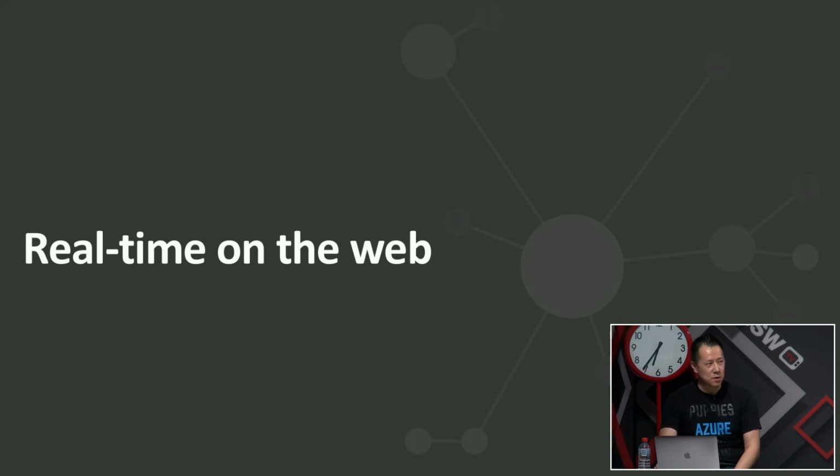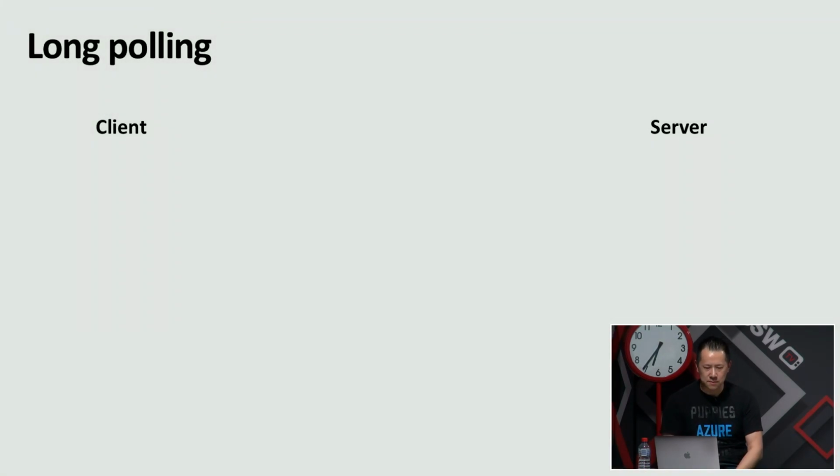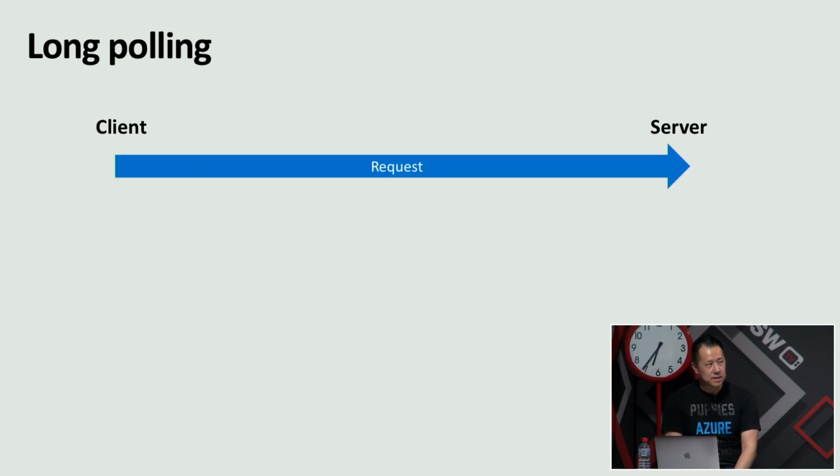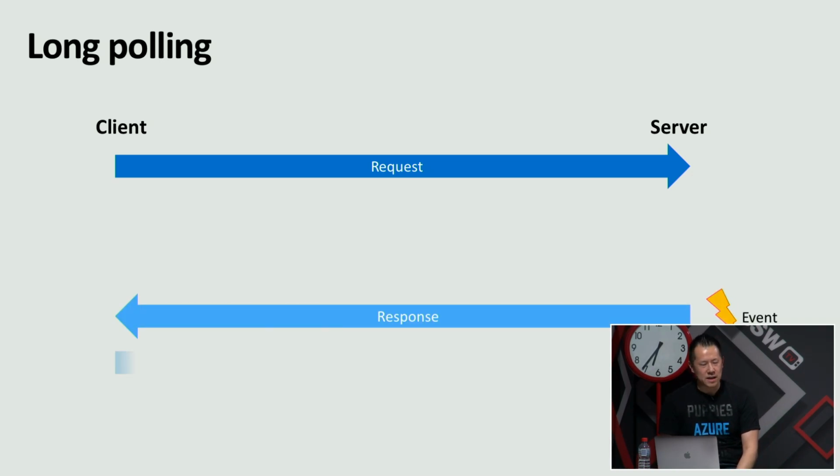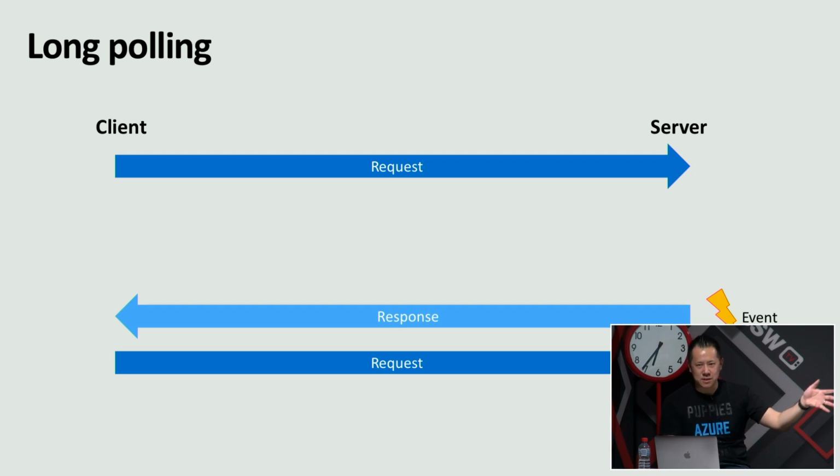So real time on the web, there's really 3 ways to do it. There's actually a few more, but these are the 3 we care about. The first one is long polling. That's when a client makes a request to the server, but the server just hangs on to that request until there's an event to let the client know. Then the event happens, the server sends a response and closes the connection, and then the client makes another request, and it just goes on and on and on. That's long polling.